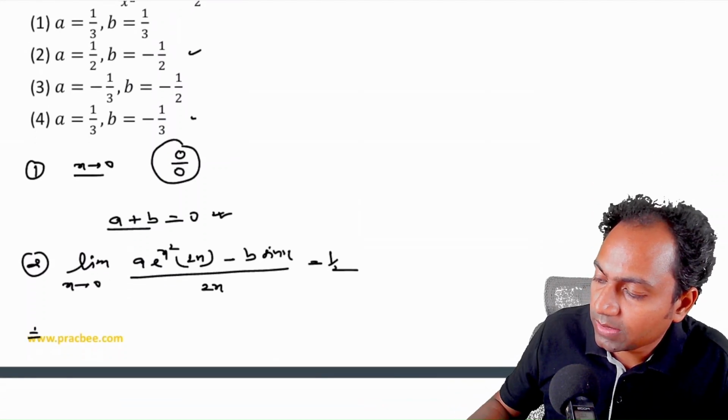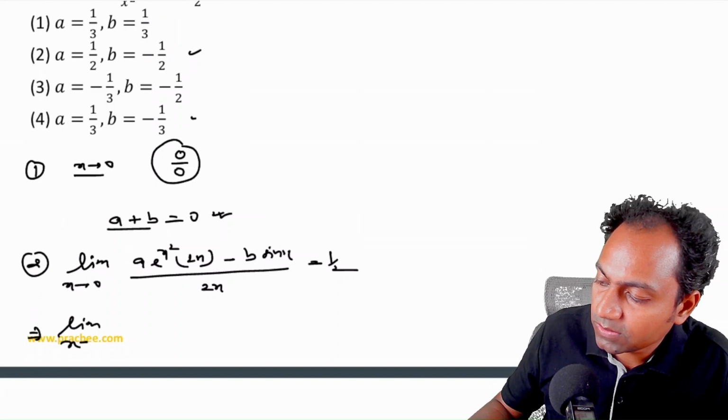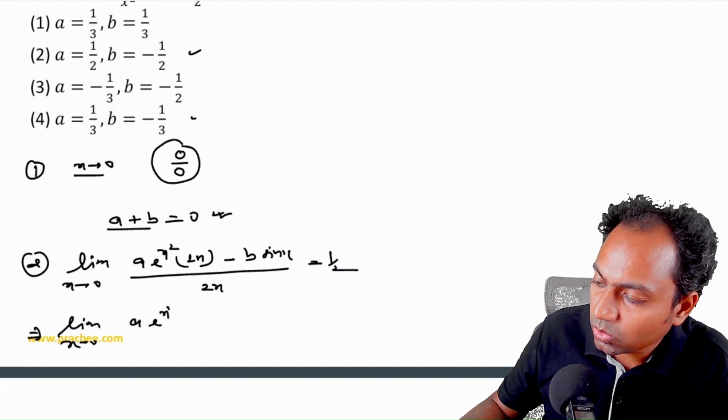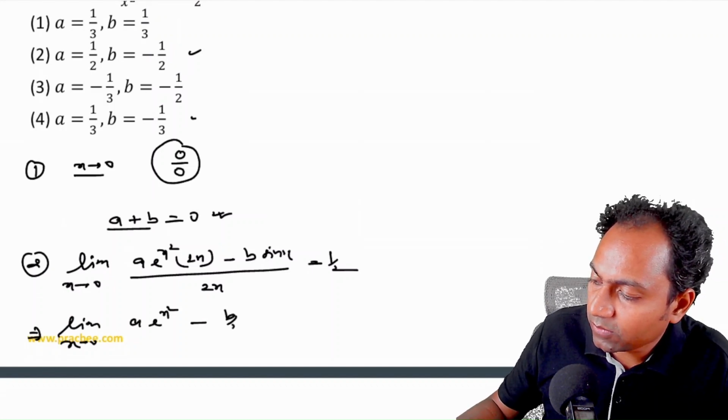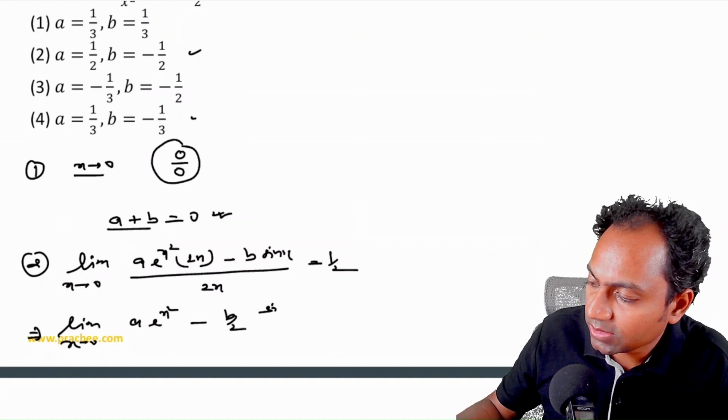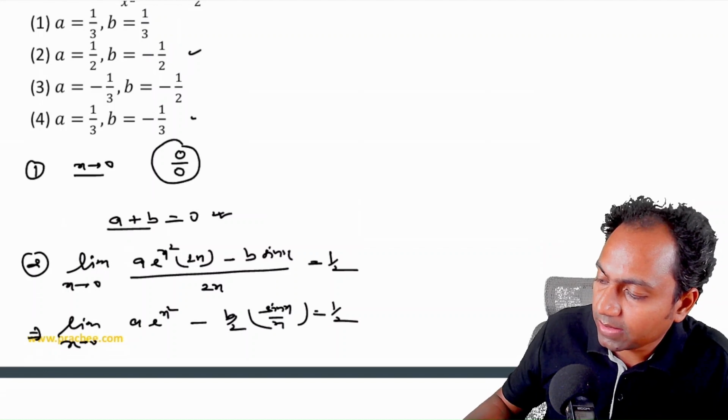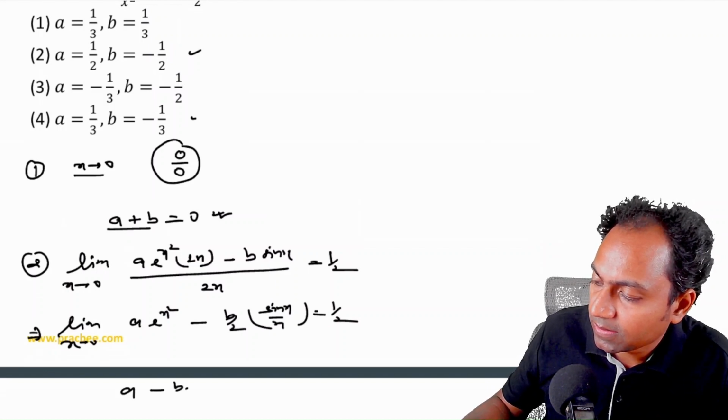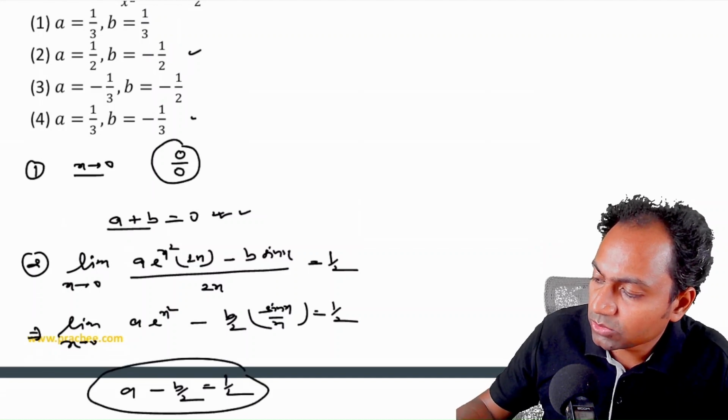And now we can apply our results from limits. So first part is quite simple. The second part, what we'll get is minus b by 2 sine x by x. We can use trigonometric limit here, and now the answer becomes a minus b by 2 is equal to 1 by 2. Now it is all about solving these two equations.